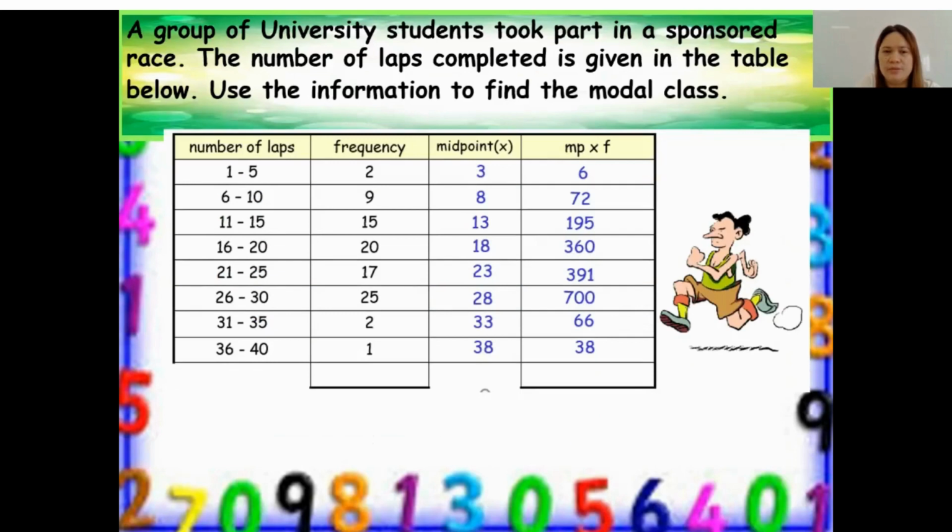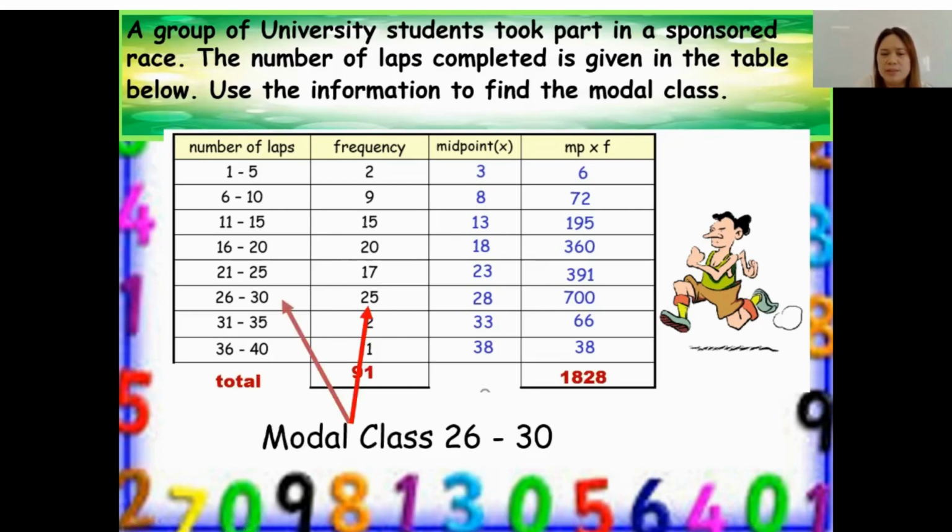So we are going to find the modal class, which means we need to find the highest frequency. And what's the highest frequency that you can find here, Year 8? 25, correct. So now, 25 will be your guide, but the modal class is 26 to 30. Okay, so the modal class is 26 to 30 because it has the highest frequency, which is 25.